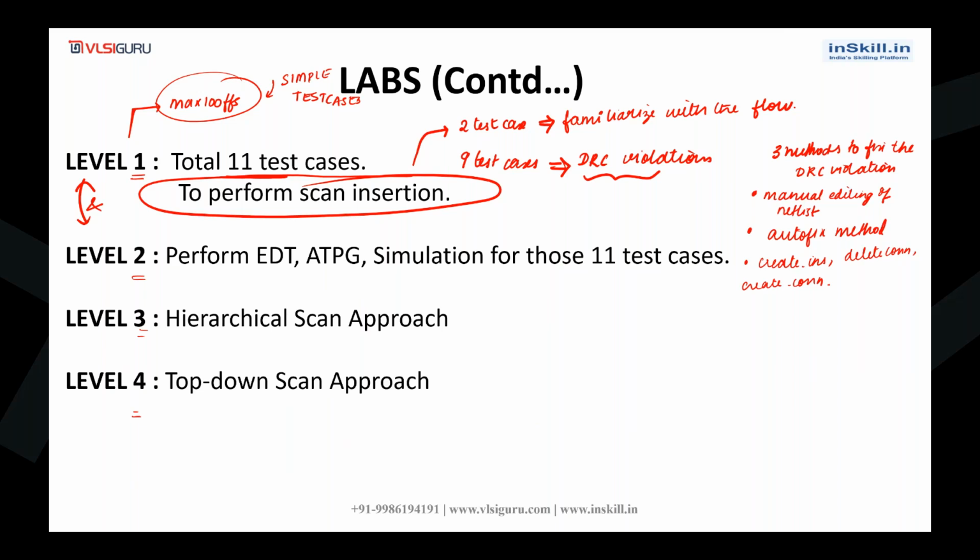Okay. So this is our level 1 projects. Now in the level 2 projects, for the same 11 test cases, we will do the EDT insertion, and we will also work on ATPG. In ATPG, we are going to generate patterns for all these fault models: stuck-at, TDF and IDDQ fault models. And as I told, mainly we will be working on coverage analysis and coverage improvement in our labs.